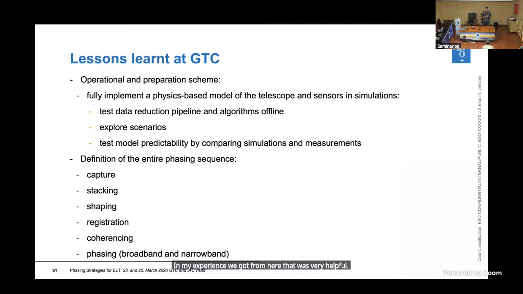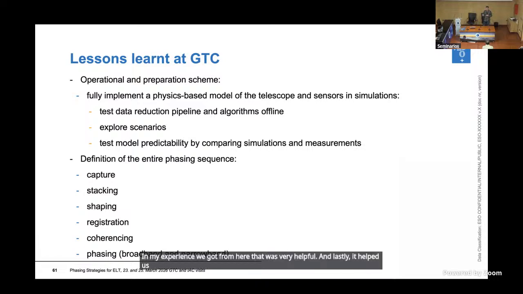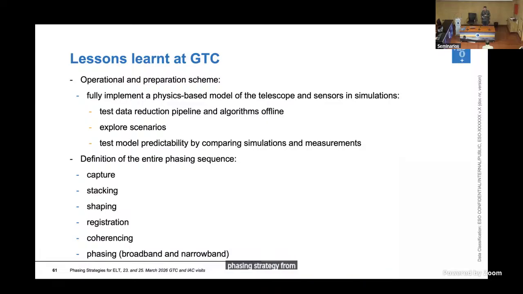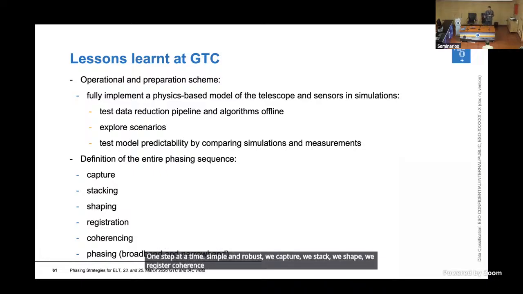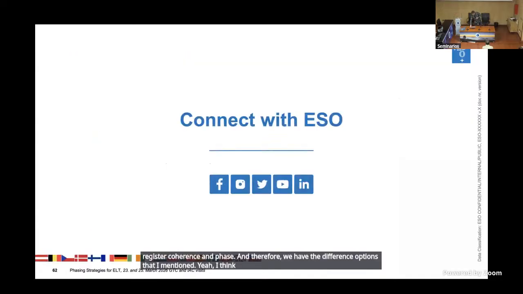And lastly, it helped us to define our phasing strategy from start to end. So we do one step at a time, simple and robust. We capture, we stack, we shape, we register, coherence, and phase. And therefore we have the different options that I mentioned. Yeah, I think this is my last slide.